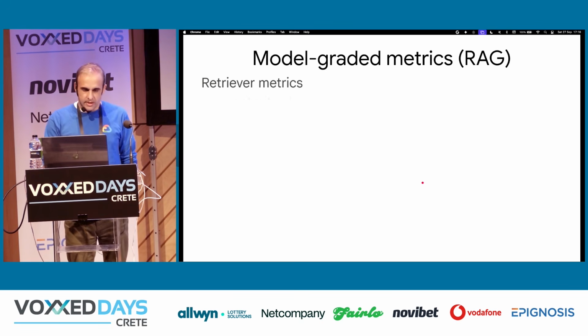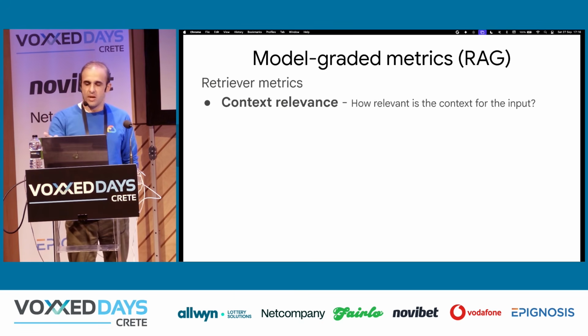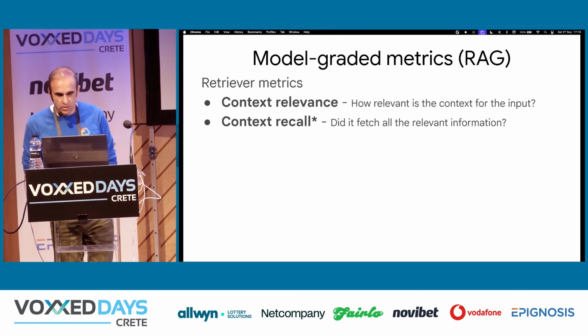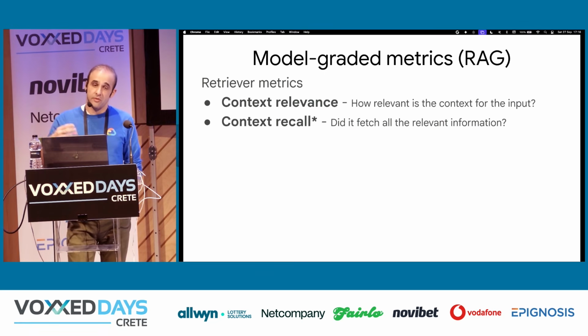So for retrieval metrics, there's something called context relevance. So this is about how relevant is the context for the input. So if I give an input, the prompt, am I getting the right context? Am I getting the right documents for that input? There's something called context recall. So did we fetch all the relevant information, or did we leave something out?